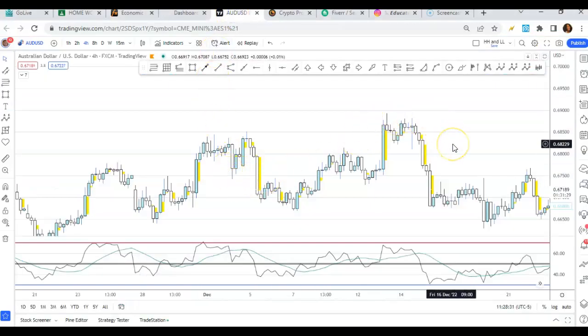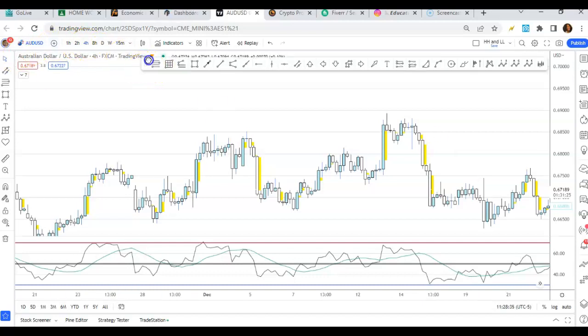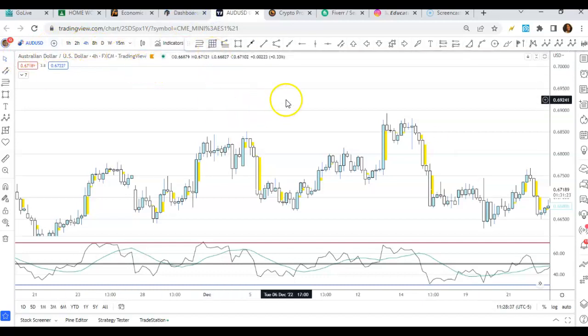Hello, beautiful people. Today I am going to show you a quick way to identify divergence. So without further ado, let's go ahead and get it started.